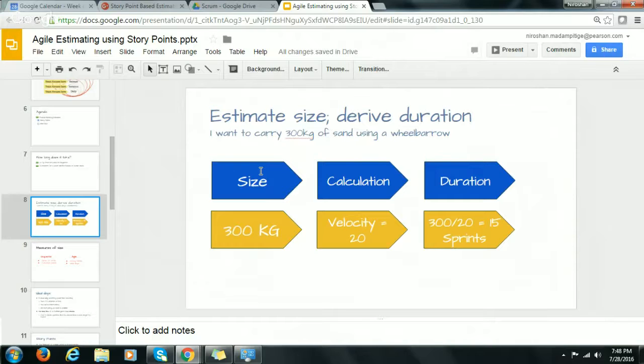Now I know for one round, I can carry 20 kilos. If I want to carry the entire weight, that is 300 kilograms, I simply calculate how many turns, how many rounds I have to go. 300 divided by 20 comes to 15. So 20 is my capacity for one round. When I divide the total weight that I have to carry by the capacity for one round, it gives me 15. Now in agile terms, 20 is the velocity, that is the team's capacity. 15 is the number of sprints in order to carry the entire weight. Simple as that.